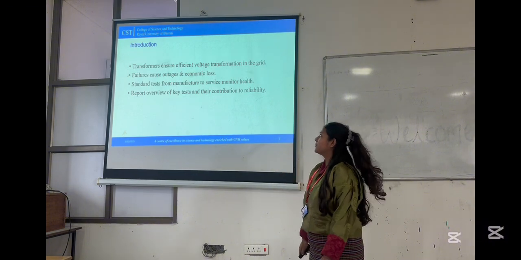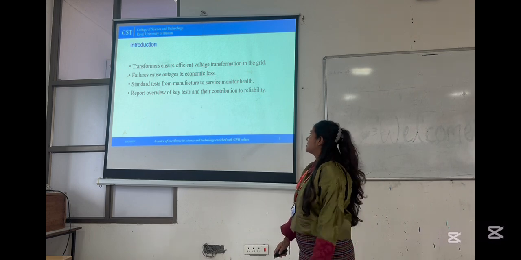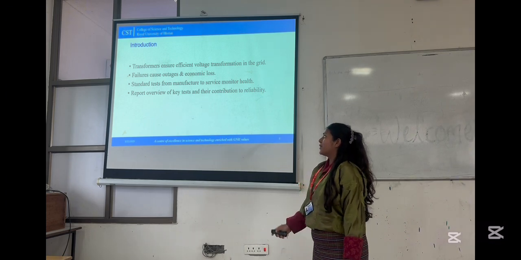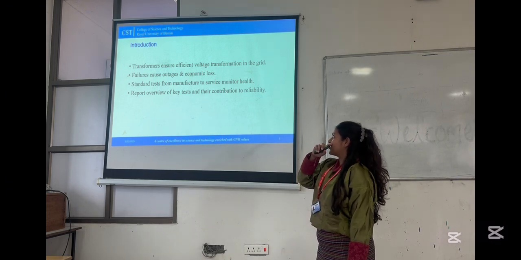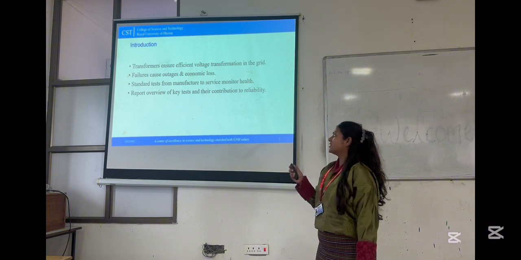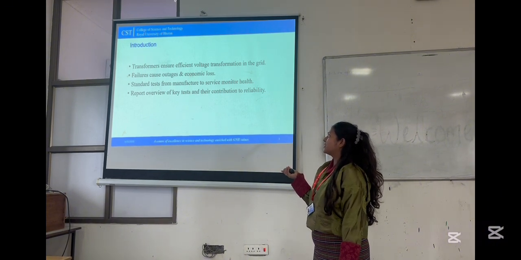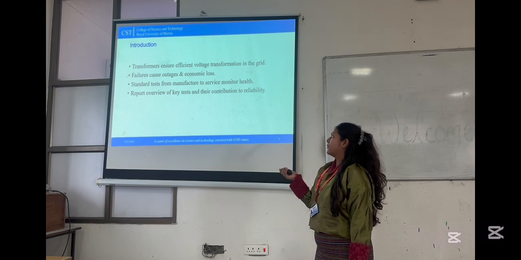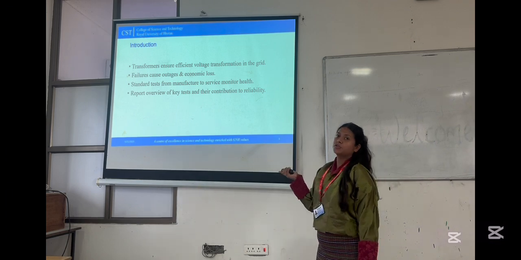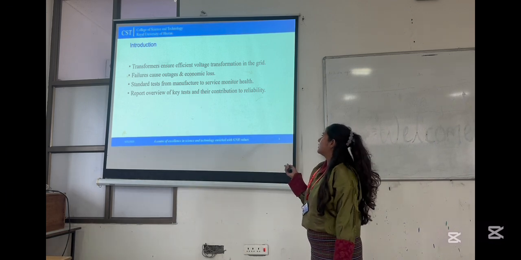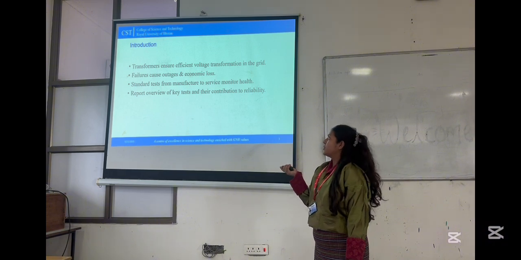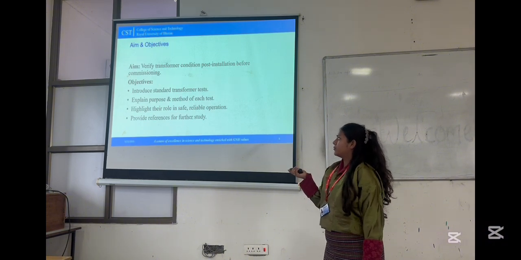To move on with the introduction, this report provides an overview of some of the most important transformer tests, their proposed procedure, and how they contribute to maintaining transformer integrity. Different types of tests are conducted, and these tests guarantee that the transformer operates within safe limits with little possibility of failure and a maximum operational lifespan. This is the aim and objective of our report.